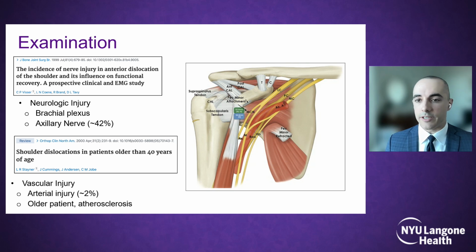Vascular injury is a little bit less common, occurring in about 2% of closed dislocations, and it has a higher prevalence in older patients. They typically have stiffer, more sclerotic vessels, but you still have to have a high index of suspicion, even in young patients, especially after a high energy injury.